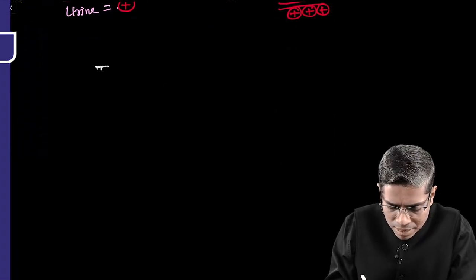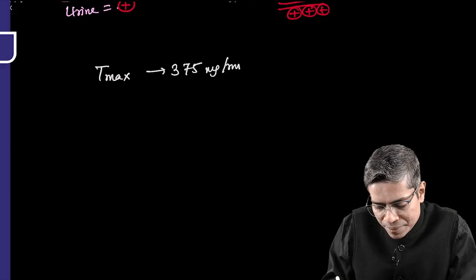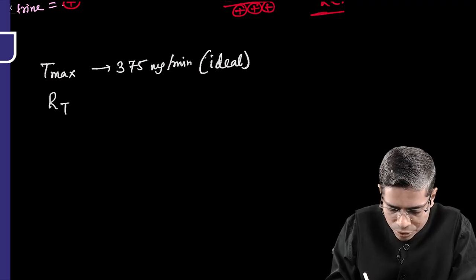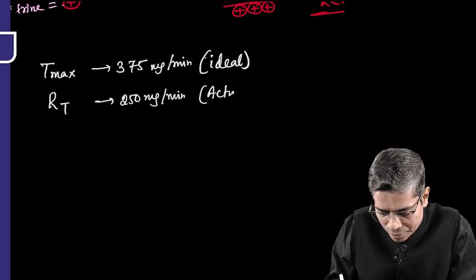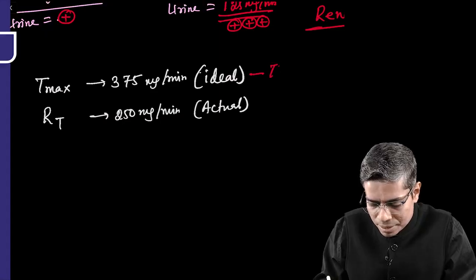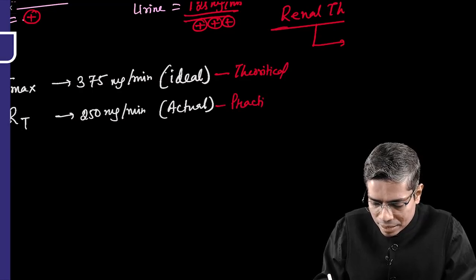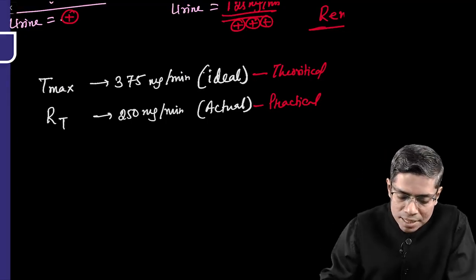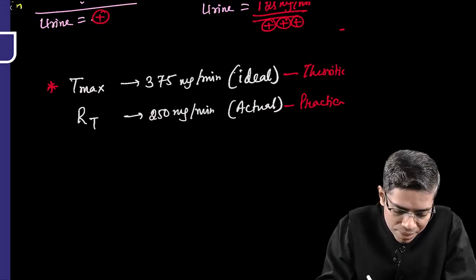Transport maximum value, I am saying that the Tm value is 375 milligram per minute. This is the ideal one, ideal concept. And then I am saying renal threshold is 250 milligram per minute. This is the actual. Okay, actual means this Tmax is basically a theoretical concept. This is a kind of theoretical concept, and this is the more practical concept. So why is there a difference between these two? Okay, the scientist who calculated this Tmax, obviously there is some reason. So why is there a difference between these two?